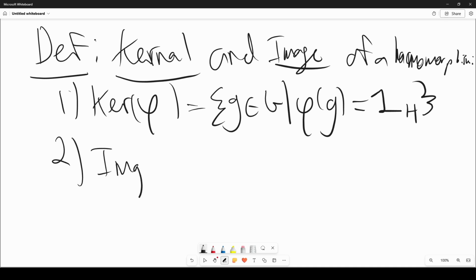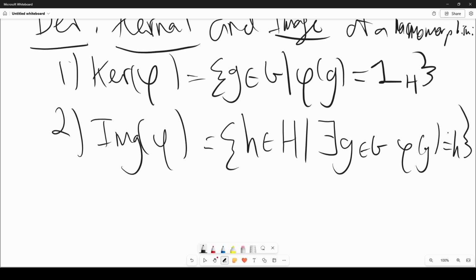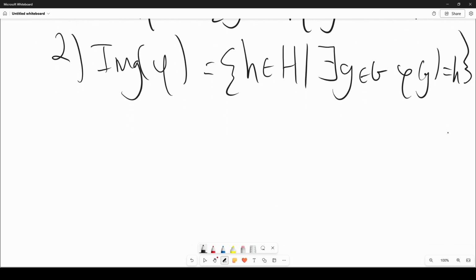The image of phi is all those elements h in H such that there exists a g in G where phi of g equals h. You can think of this as all those values in H where phi gets sent to. If you look in the image, there's something in G such that phi of g is that thing in the image. Okay. There's a bunch of interesting things you can prove about the kernel and the image of a homomorphism. We're just going to go over a couple of them.